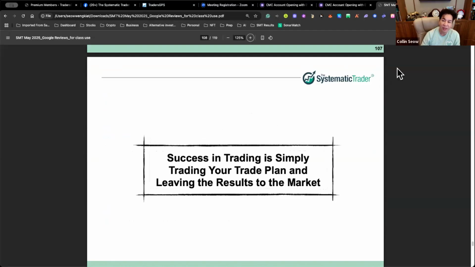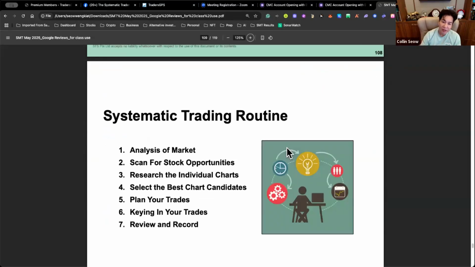Success in trading is simply trading your trade plan and leaving the results to the market. There is no magic pill. Golden peak for TOP, not today. Maybe in the future. TOP is outside of today's context.